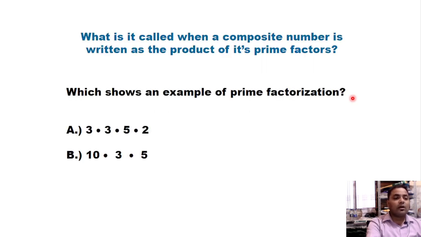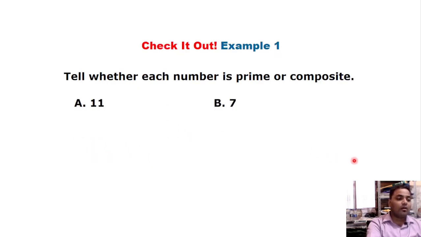What is it called when a composite number is written as the product of its prime factors? Which shows an example of prime factorization: 3 into 3 into 5 into 2, or 10 into 3 into 5? Here 3 is a prime number, 5 is a prime number, 2 is a prime number, so this is the method of prime factorization. But 10 is not a prime number, this is a composite number, so A will be the correct example of prime factorization.